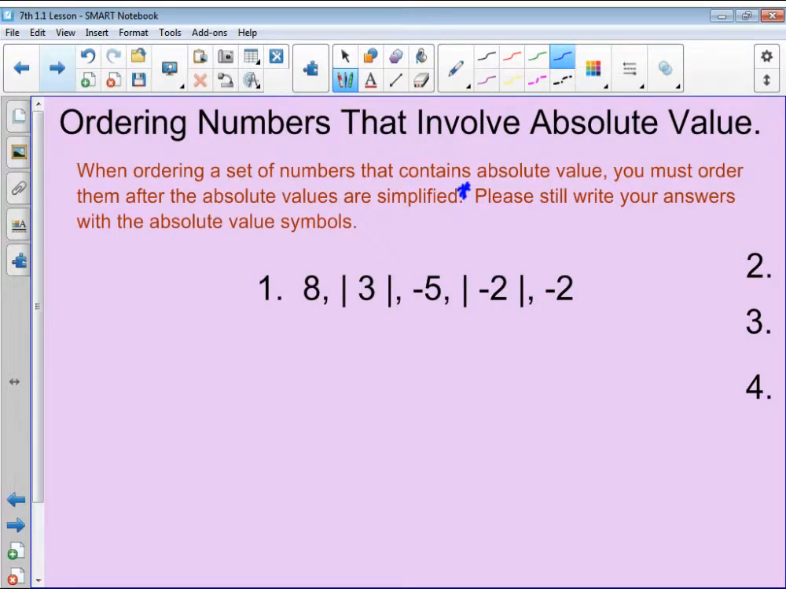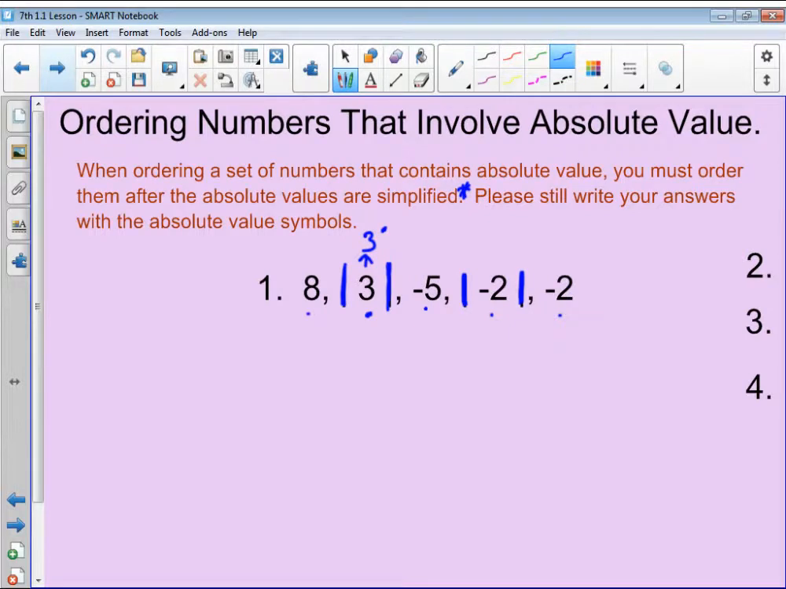So when we go through to do this, we're going to start by simplifying wherever we have absolute values. So the numbers we have right now are 8, the absolute value of 3, -5, the absolute value of -2, and -2. So we're going to start by simplifying these two. And I'm just going to write my answers right above them. So the absolute value of 3 is 3. So when I'm going to compare, I'm now going to think of this number, not this number.